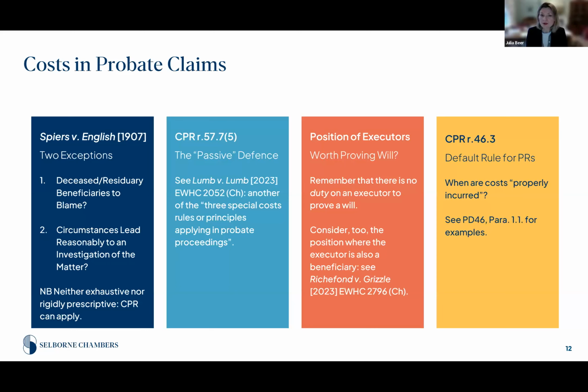And it's important to note that the Spears exceptions are not exhaustive, they're not rigidly prescriptive. And of course, the reality is that litigation carries with it cost risk, which I think, as I said at the outset, there is a myth still that executors can almost do as they like, because there is still this misconception that executors' costs will be met by the estate come what may. And of course, once you're in hostile litigation, it's the usual rules of CPR 44 that will apply on a final determination of costs.